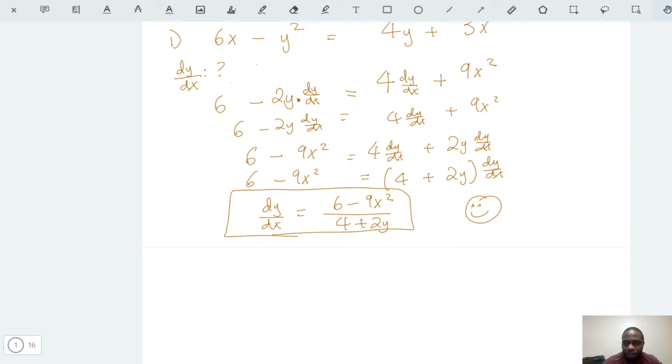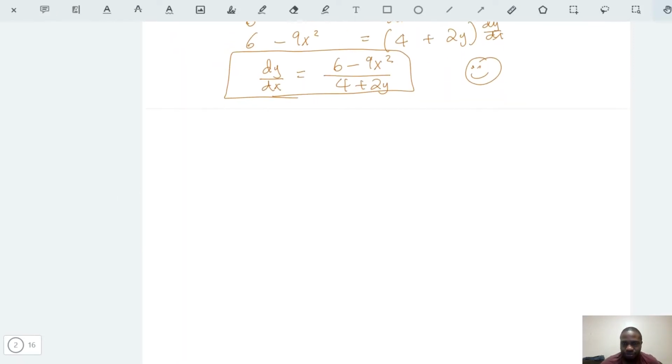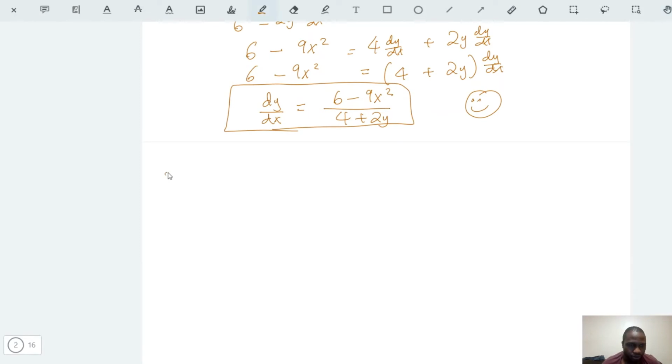Let's do another example here. Let's go to number 2. I'm going to come up with this one in my head. Let's do 2x squared minus 4xy equals 9y cubed plus 6x squared y. So this is some complicated function of y and x, and we want to find the derivative of this function.